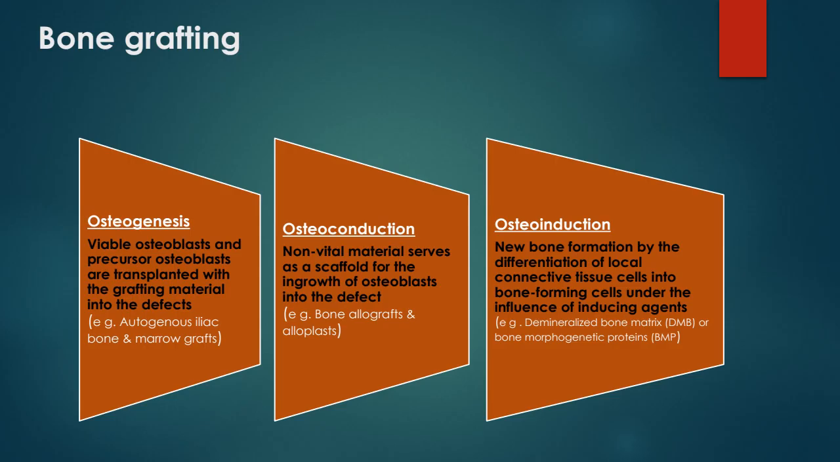So we have to differentiate also between osteogenesis, osteoconduction, and osteoinduction. Genesis means directly forming. So if we take an autograft from a patient and place the bone in another place, we are moving the same cells, the living cells, to another location. So the bone is going to be formed through osteogenesis. So we can see here viable osteoblasts are transplanted with the graft material into the defect.